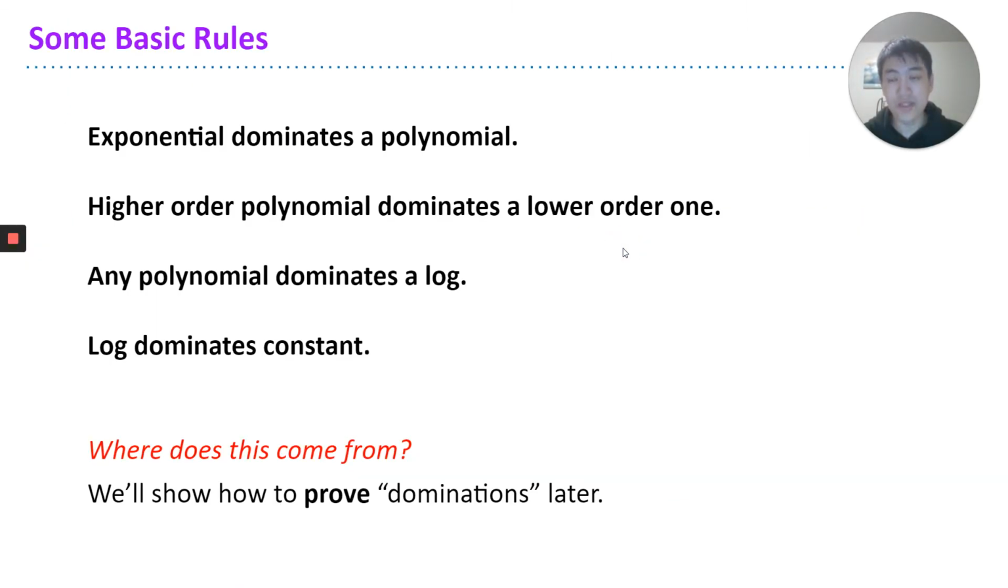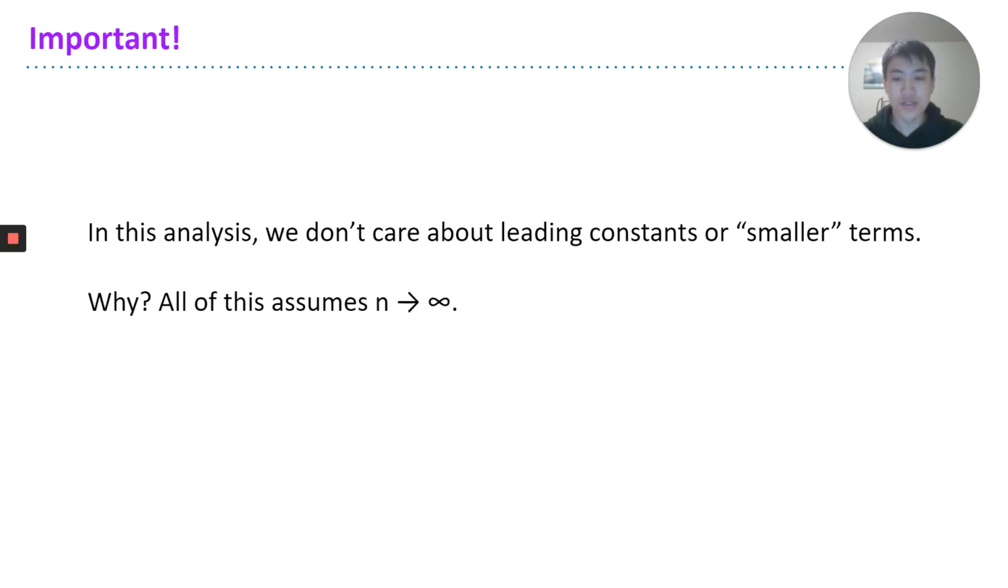Some basic rules that you may have learned from 143 are that exponentials dominate polynomials, and higher order polynomials dominate lower order ones. For example, n to the power of 4 will obviously dominate n to the power of 3 and 2 and so on. Polynomials will always dominate log, and log dominates constants. We'll follow up with the proof later on in the video. When we're analyzing these kinds of things, it's important to note that we don't care about constants, because we're assuming that n is approaching infinity. For example, 750 million is minuscule compared to whatever n is going to be.